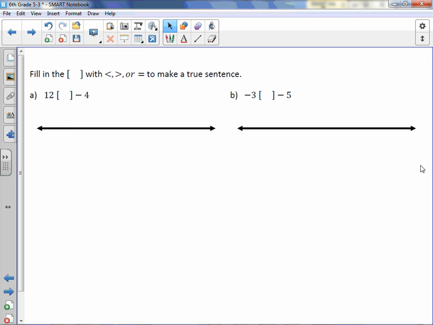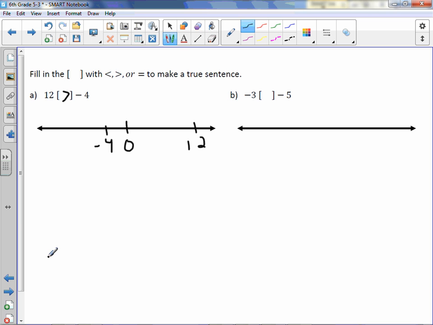Fill in the box with less than, greater than, or equal to make a true sentence. So let's talk about being on the number line. Let's say 0 is somewhere here in the middle. 12 would be over here on the positive side, and -4 would be somewhere over here on the negative side. The number that is bigger is the one furthest right, which is 12. Therefore, 12 is greater than -4. You could have also compared the signs, knowing that positive numbers are greater than negative numbers. You should have known right away that 12 is greater than -4.